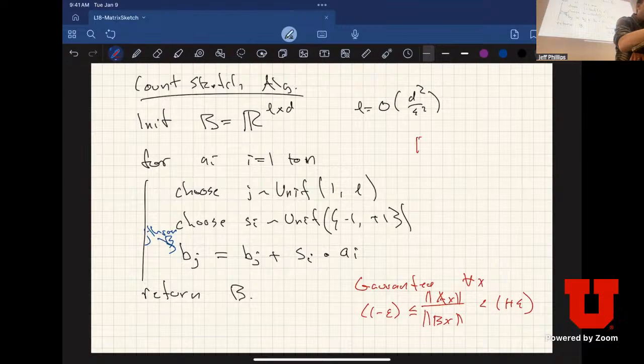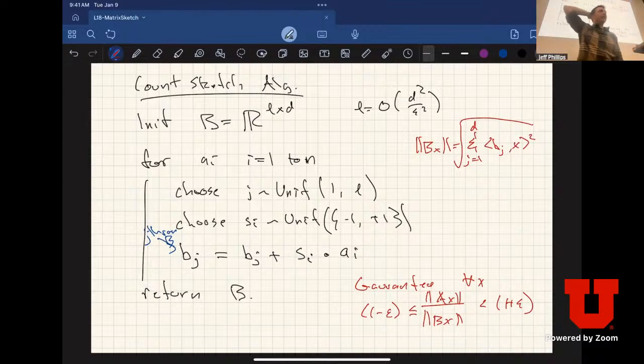So norm Bx is going to be equal to the square root of the sum of j equals 1 to d of (B_j dot x) squared. If I get the sign wrong in the B_j, it's not going to matter because I'm dotting it, the sign factors out, and then I square it. So I could get the sign wrong here, but that's not going to matter when I'm evaluating it with just the direction and sum.